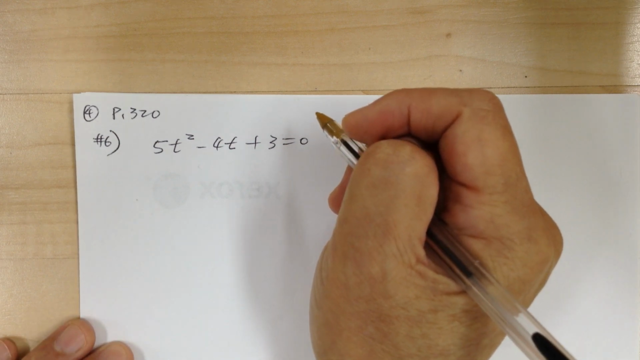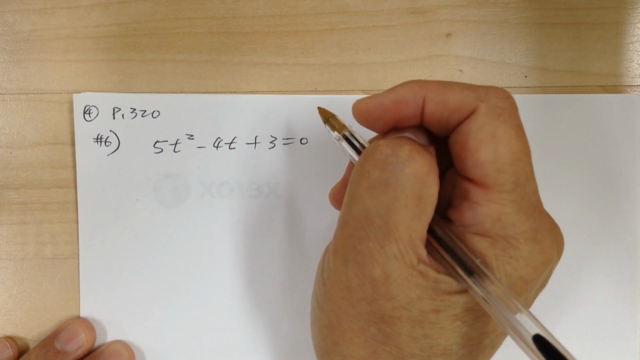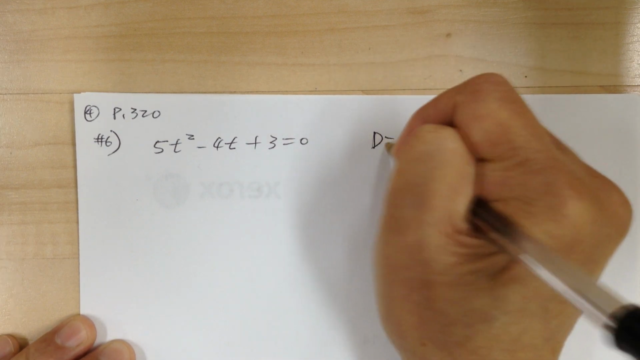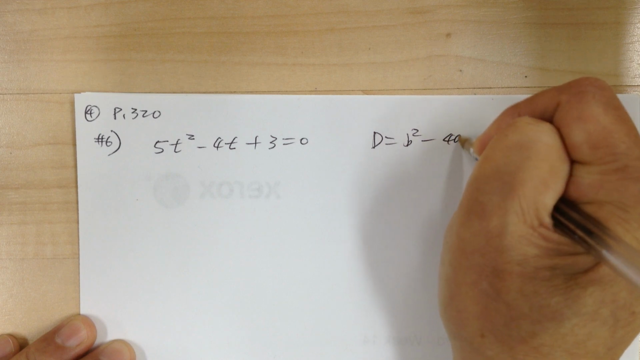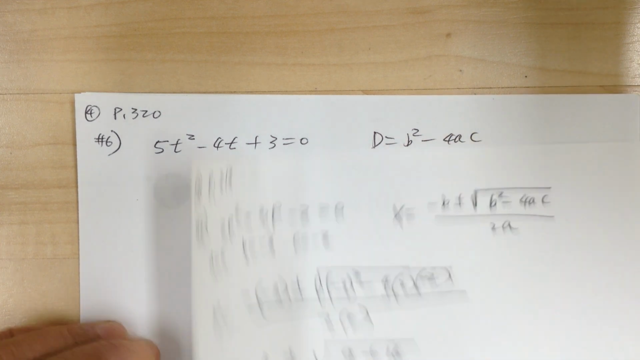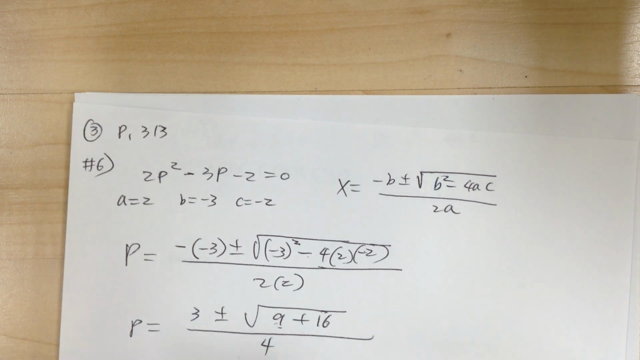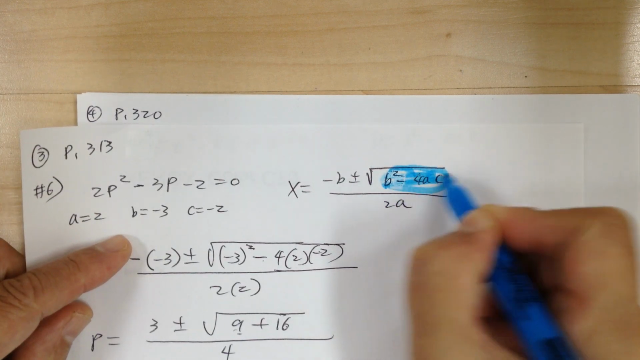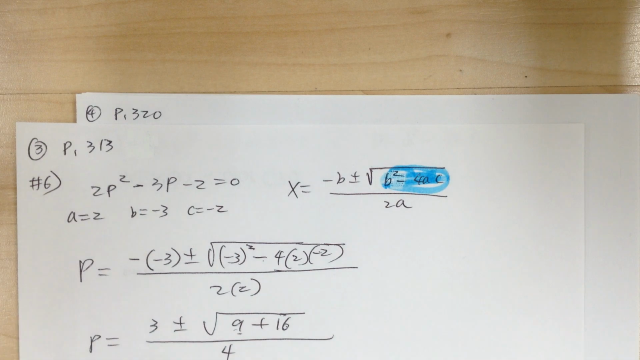To find the nature of the roots, you just have to find the discriminant. You just have to find D. So D equal to b squared minus 4ac. D is the thing that's inside the square root over here. So that's the D right over here.